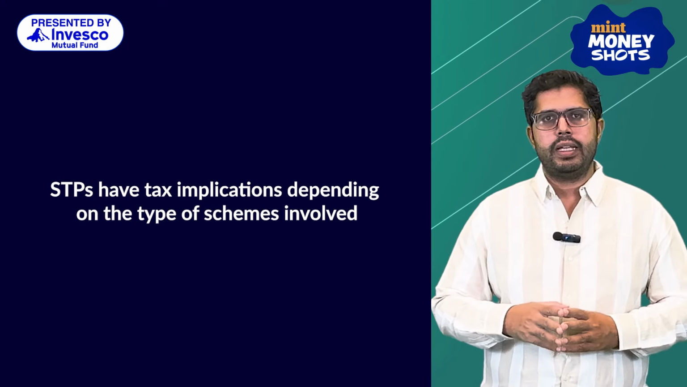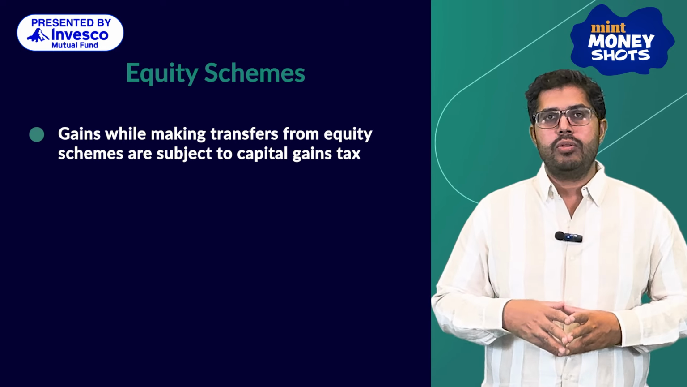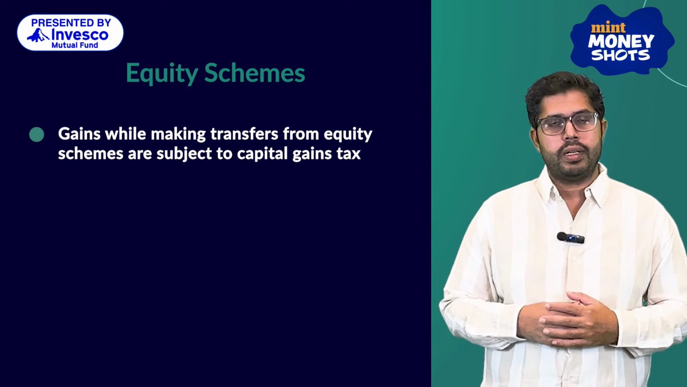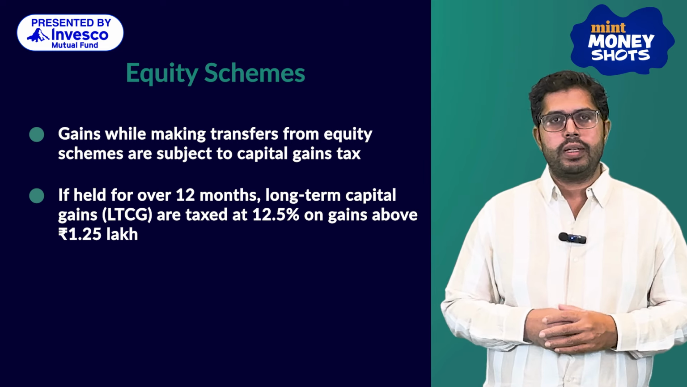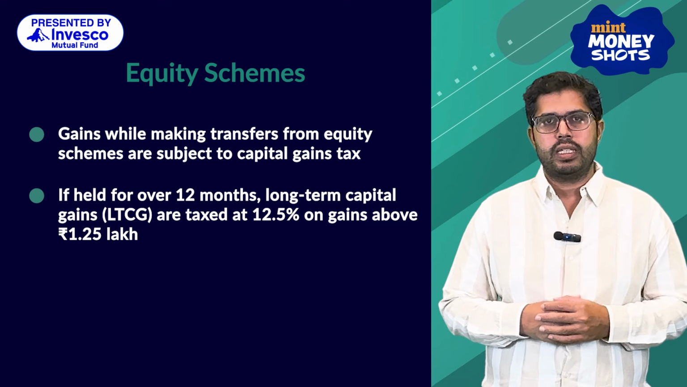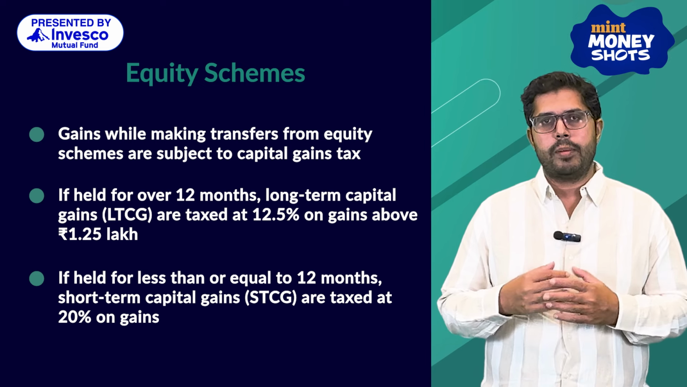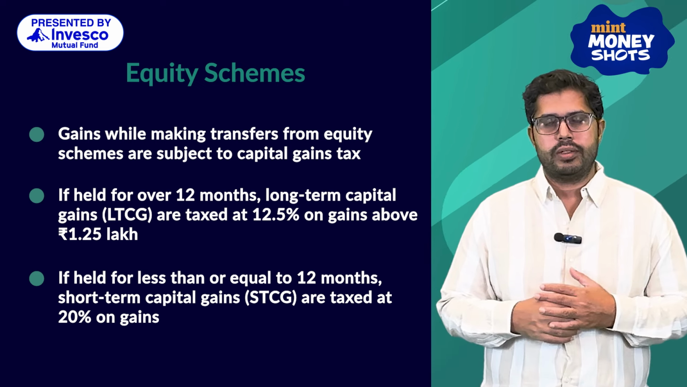between schemes. STPs have tax implications depending on the type of schemes involved. Equity schemes. Gains while making transfers from equity schemes are subject to capital gains tax. If held for more than 12 months, long-term capital gains tax or LTCG applies at 12.5% on gains above 1.25 lakh. If held for less than 12 months, short-term capital gains or STCG applies, which is 20% on gains.